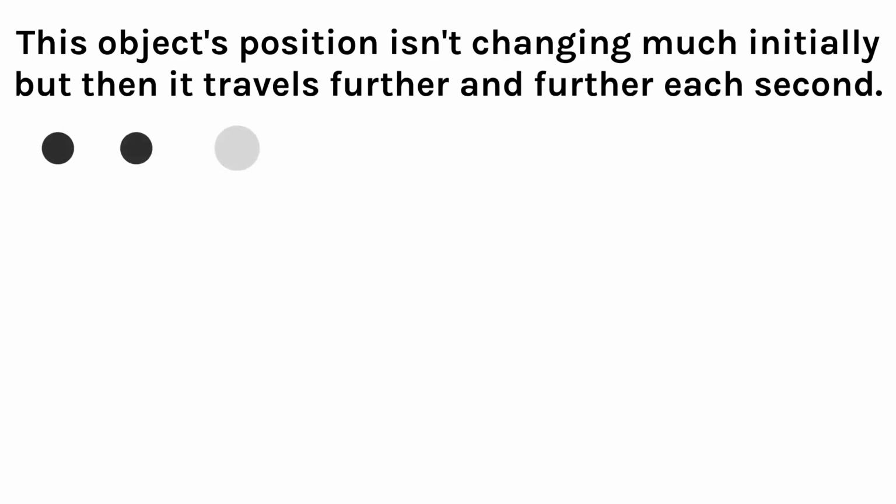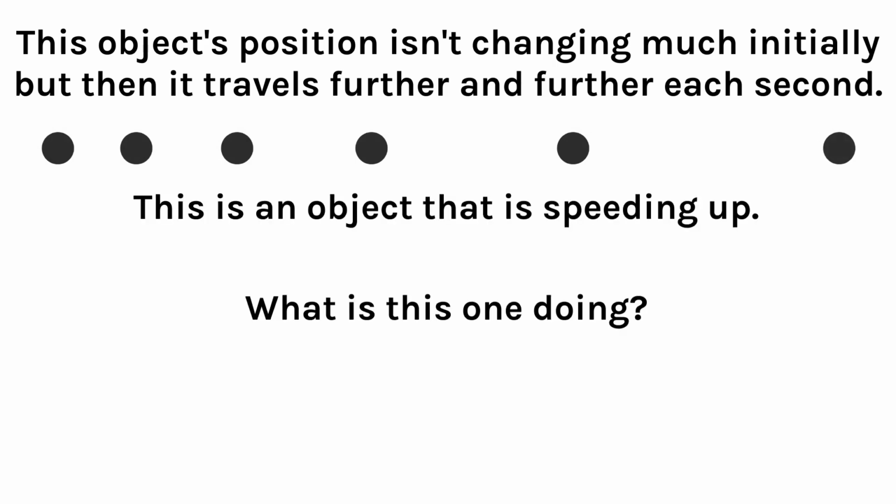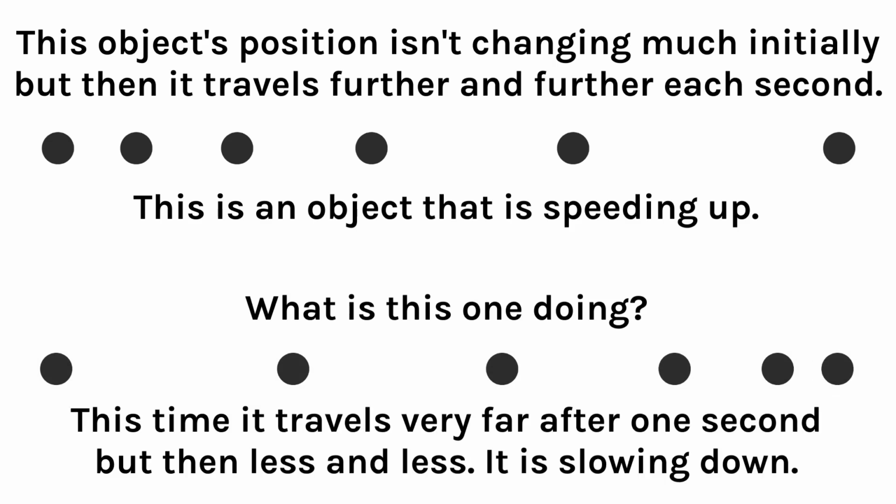This object's position isn't changing much initially, but then it travels further and further each second. This is an object that is speeding up. What is this one doing? This time it travels very far after 1 second, but then less and less. It is slowing down.